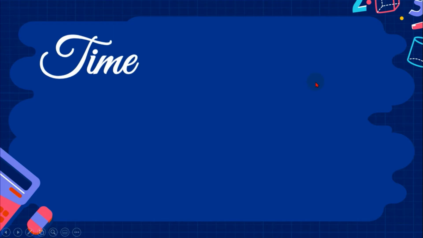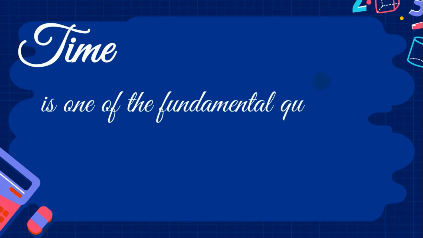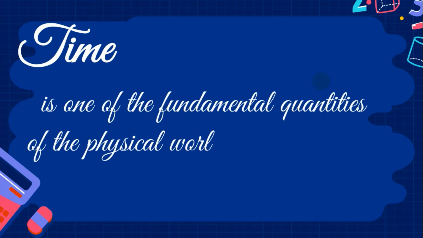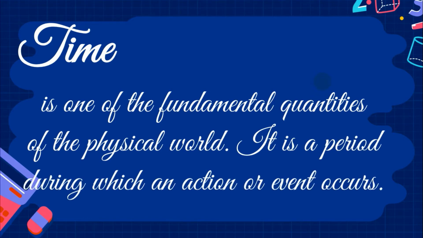All right, so now let's define time. Time is one of the fundamental quantities of the physical world. It is a period during which an action or event occurs. So it does not only speak of the time or oras, not just that. It also involves the days, the weeks, the months, the years, decades, centuries, and time, everything.